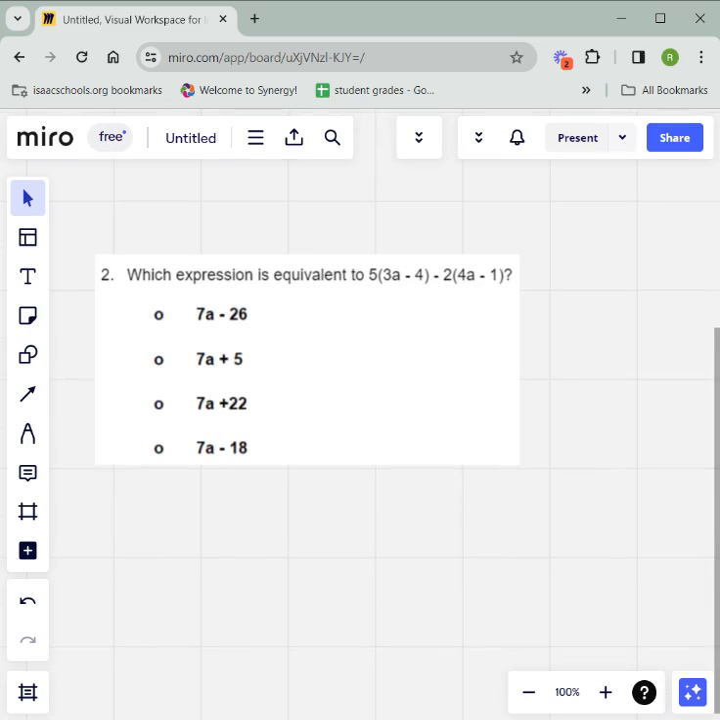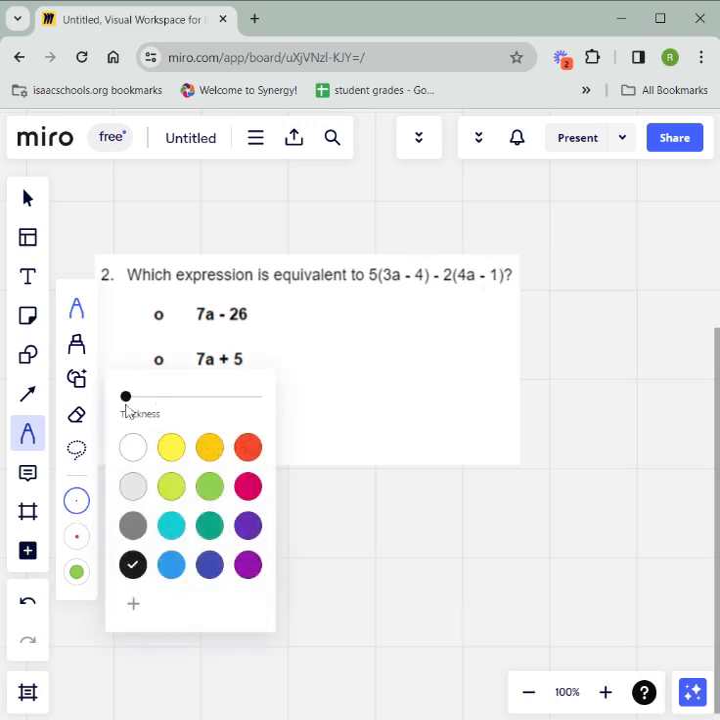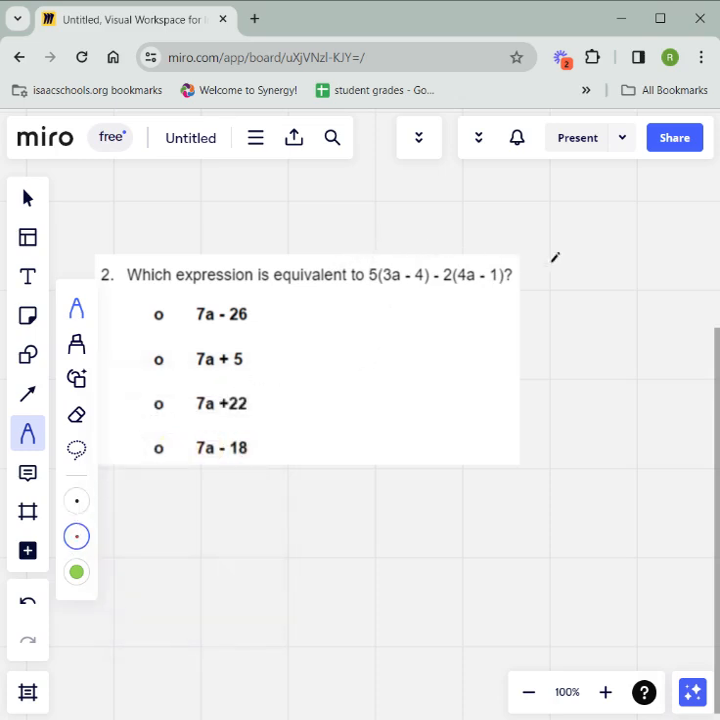In this question, they're asking for the equivalent expressions. So obviously, when you see equivalent expressions, first of all, you work on the first part and then the second part and combine like terms. So let's work on this question here. The first thing I see, we follow the same way that we did in the last one. I'm going to write it one more time so you can see it a little bigger. It's 5 parenthesis 3a minus 4, and then minus 2 parenthesis 4a minus 1.